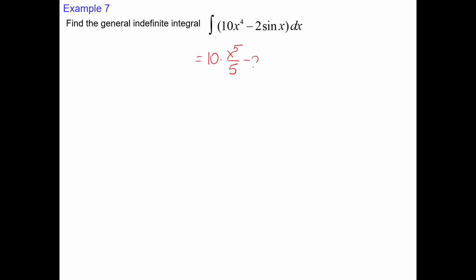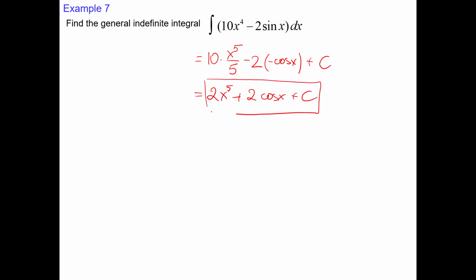Copy the constant. The integral or antiderivative of sine of x is actually negative cosine, because the derivative of negative cosine is positive sine. Am I right? Yes. Okay, so this one will be 2x to the power of 5 plus 2 cosine of x plus the constant. We do not have an initial condition, so the constant will stay. And so we can see we did anti-differentiate.